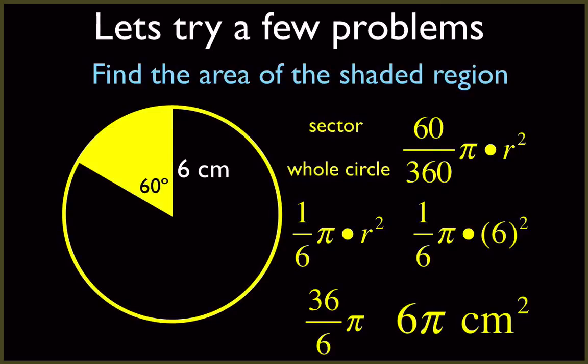Some people get confused on the way to do that step right there. The thing to remember here is that when I multiply 36, that's like 36 over 1. So I can then multiply straight across, and I get 36 on top and 6 on the bottom.